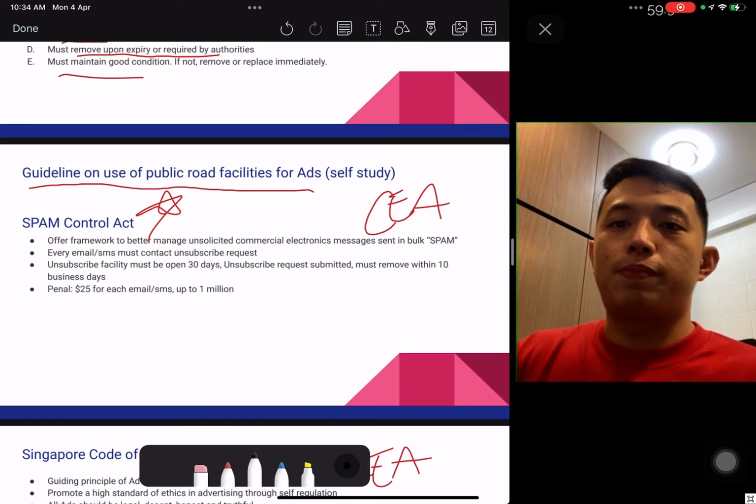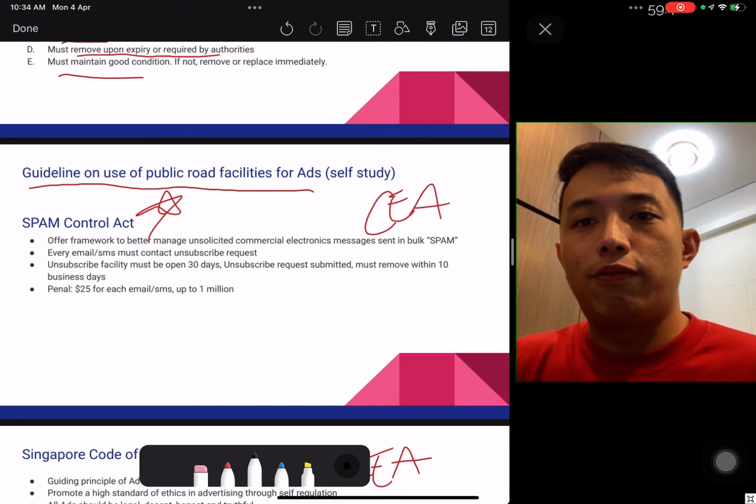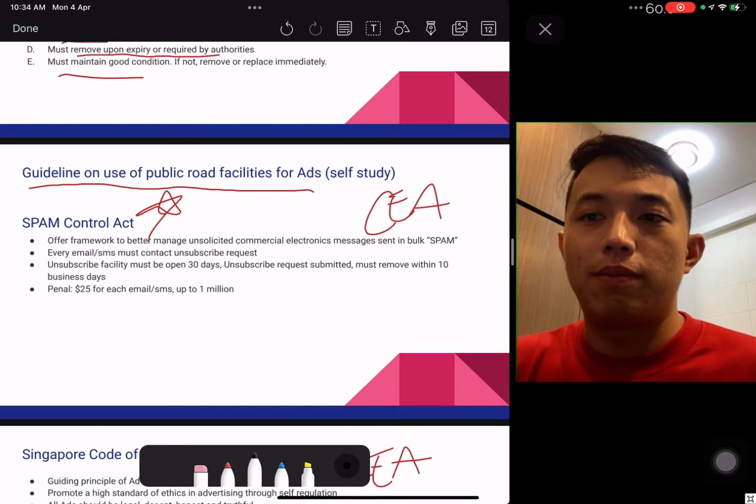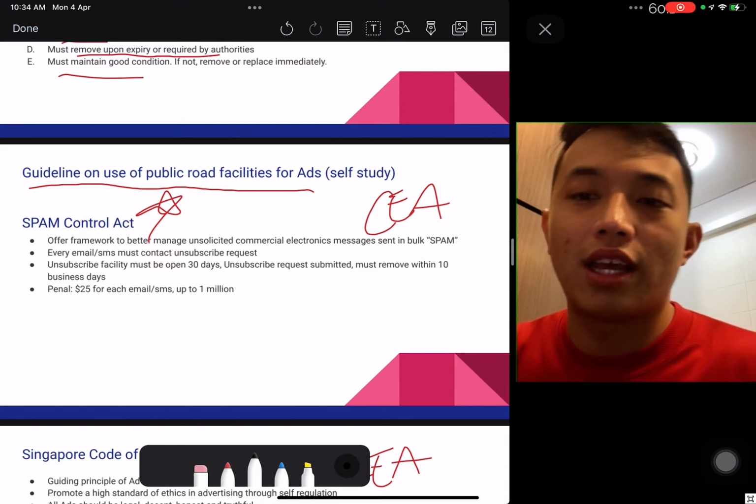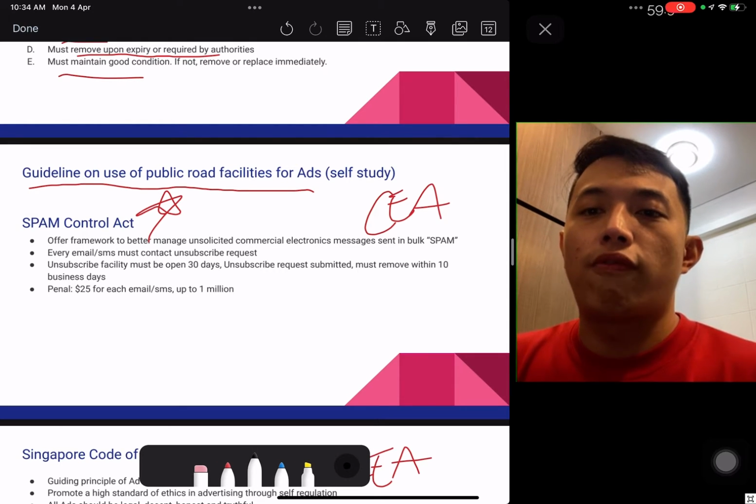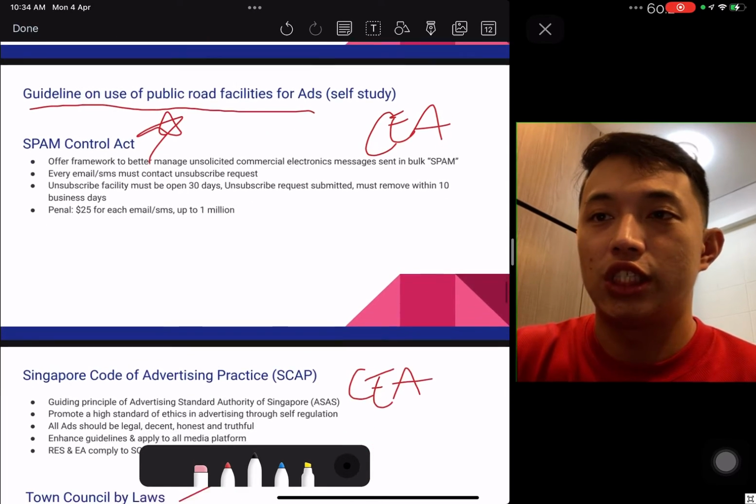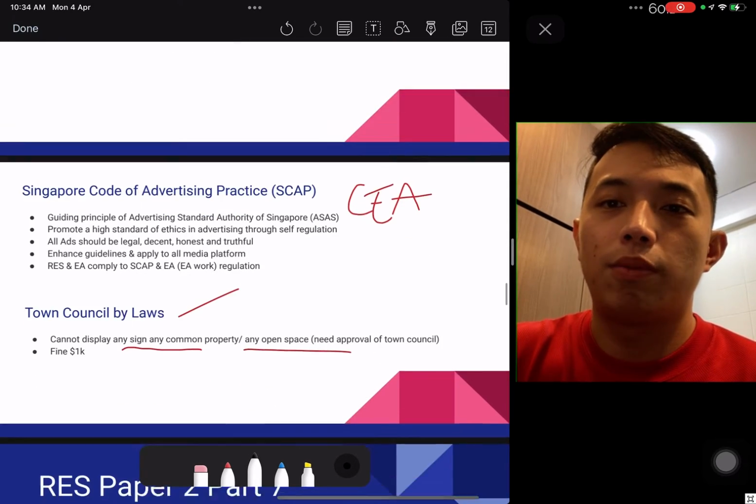So for the Spam Control Act, under the PDPA and DNC Act, if people unsubscribe, you must remove their name within 10 business days. For any SMS or email sent out to the unsubscribed list, you will be fined $25 per SMS or email, up to $1 million. Self-study, I won't be going through.